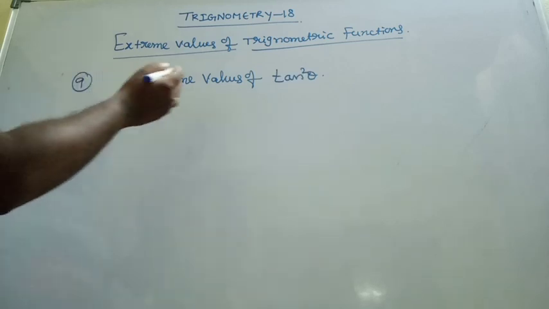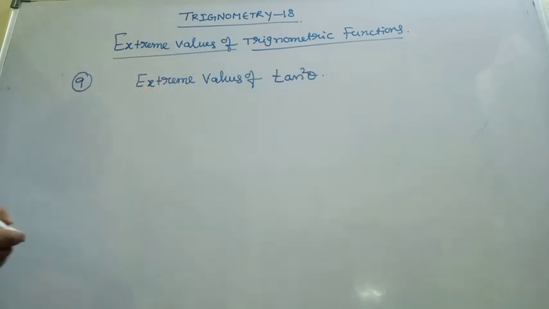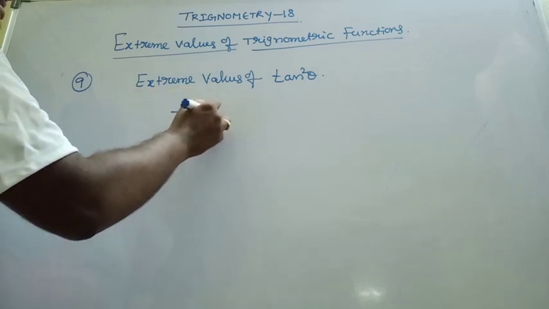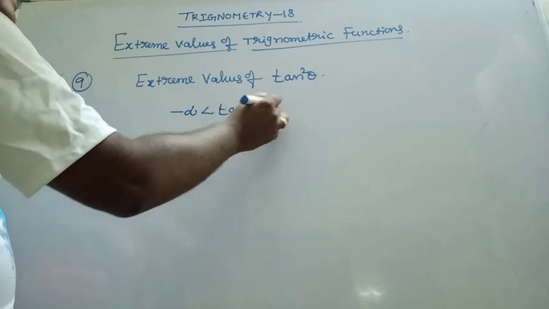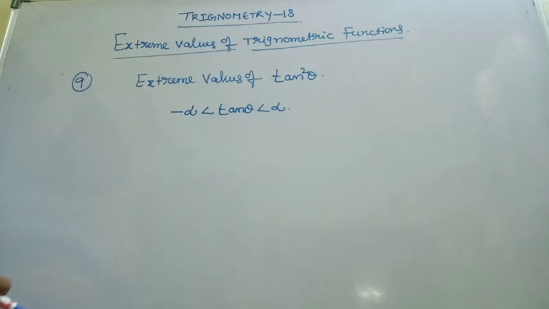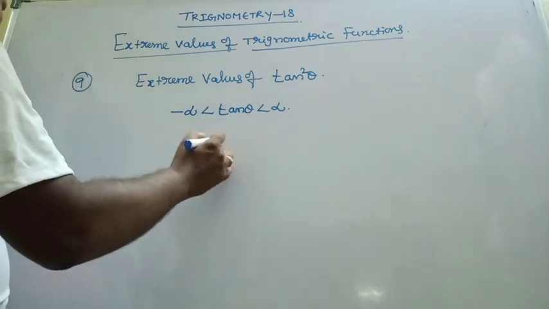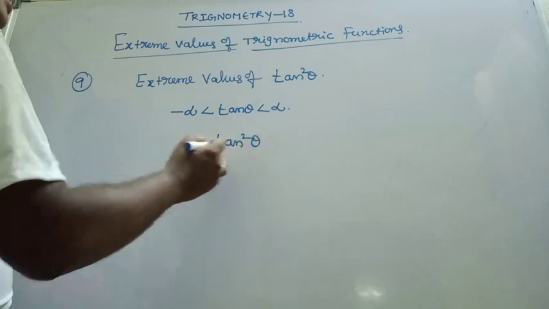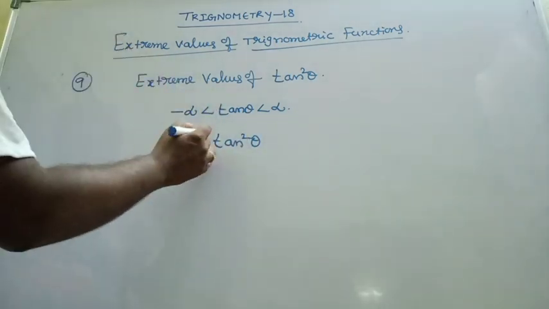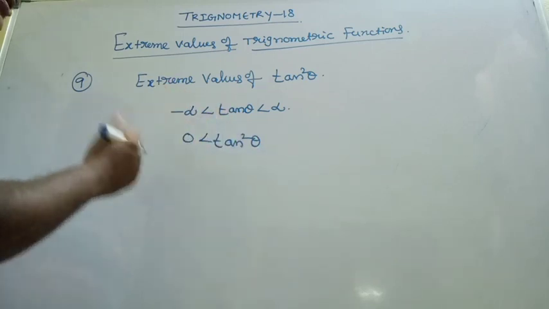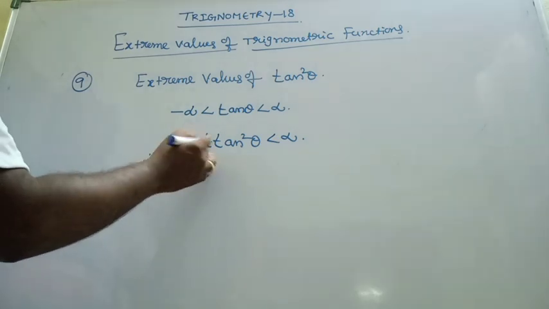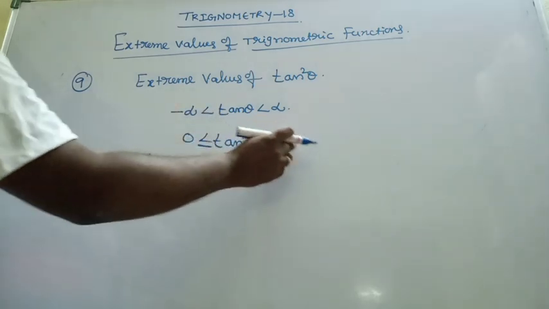Next we are having the 9th one, extreme values of tan square theta, my dear students. This tan square theta, you know that actually minus infinity less than tan theta less than plus infinity. That means tan theta values belong to minus infinity to plus infinity. When you do squaring tan square theta, you know that all negative values will be transformed into positive values. Therefore, the minimum value, because tan 0 is 0, 0 to plus infinity we will be having here, of course. Therefore, 0 will be included because tan 0 is 0, and infinity is not included.